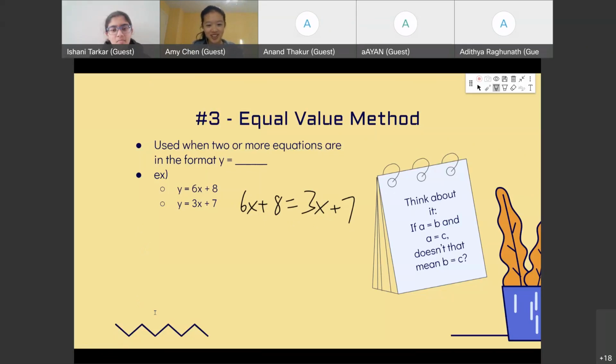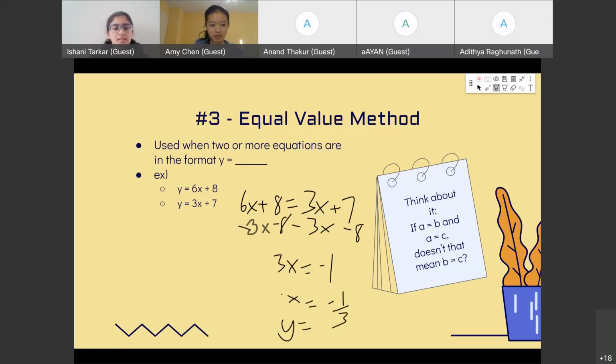Okay, so if we subtract 3x on both sides, and then we can also subtract 8 on both sides, we get 3x equals negative 1, so x equals negative 1/3. And then if we solve for y by substituting x into this equation, we get y equals 6. So the solution is negative 1/3, 6.